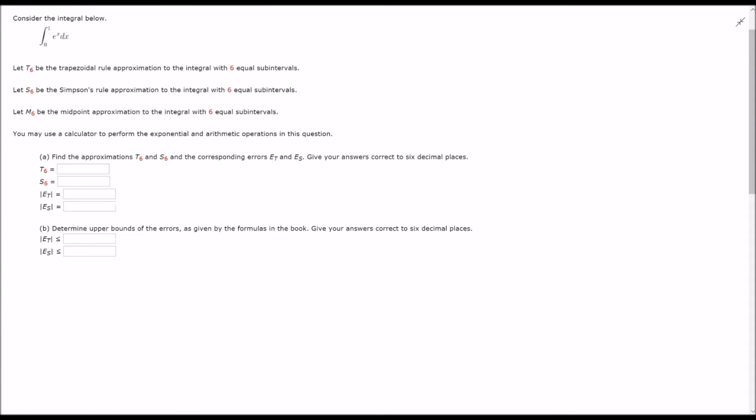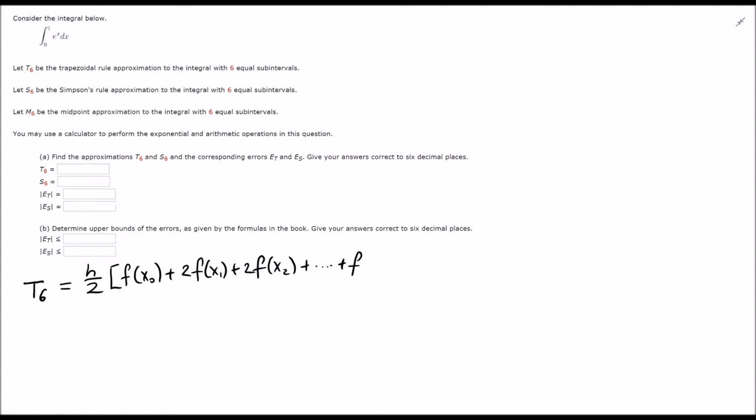So for the trapezium rule, for 6 intervals, the formula can be expressed as the width of each interval h over 2 times, inside the bracket, the function evaluation on the left-hand side, f(x0), plus 2 times the second function evaluation f(x1), plus dot dot dot, and 2 times f(x5) plus f(x6).